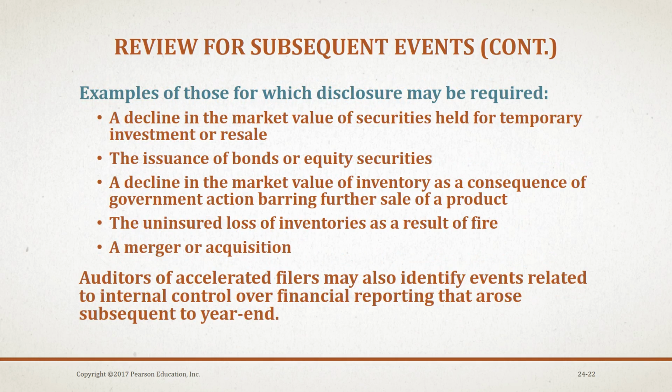Examples of those for which disclosure may be required: a decline in the market value of securities held for temporary investment or resale. The issuance of bonds or equity securities. A decline in the market value of inventory as a consequence of government action, barring further sale of a product. The uninsured loss of inventories as a result of fire. A merger or acquisition. Auditors of accelerated filers may also identify events related to internal control over financial reporting that arose subsequent to year end.